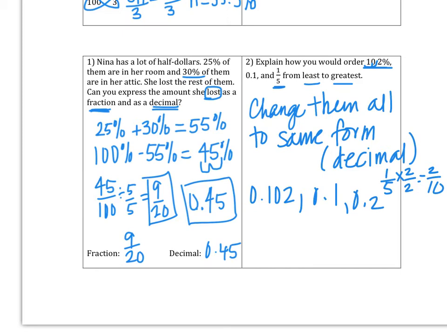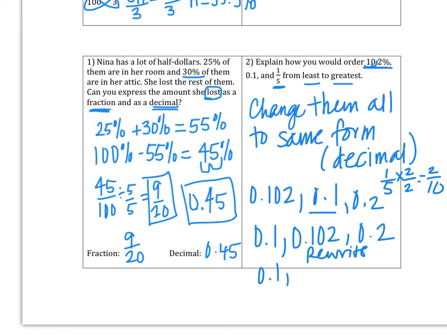Now I'm going to order them. This is the least, 0.1, and then 0.102 and then 0.2. So that's written as decimals, and now I have to rewrite them back into their original form. So their original form would be 0.1 and then 10.2% and then 1/5.